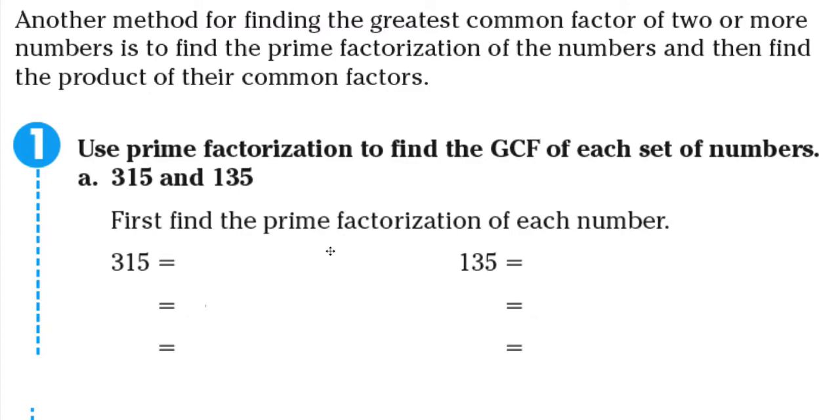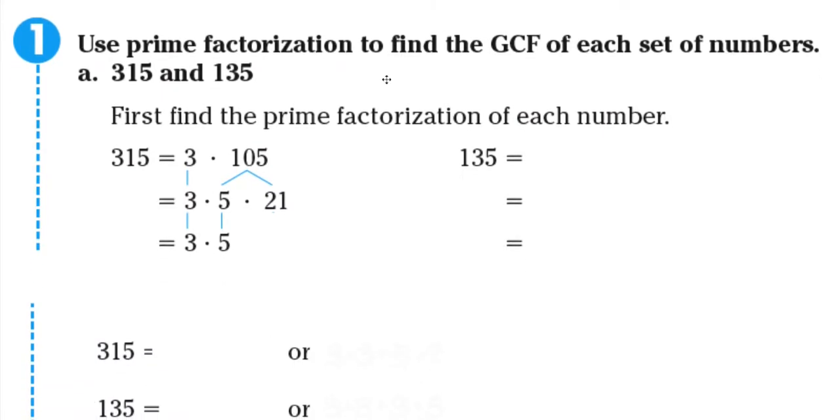First, find the prime factorization of each number. The prime factorization of 315: 3 times 105. We know for a fact that 3 is already prime, so we simply bring it down. 105 is not. According to our divisibility rules, it ends in 5, which means it's divisible by 5. So that's 5 times 21. We know that 3 is prime, bring that down. Also, 5 is prime, we also bring that down. 21 is not prime, so we continue factoring. 3 times 7, and now all of them are prime.